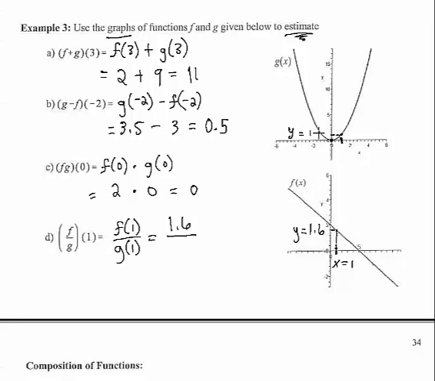Okay, so apparently g of x must be the function x squared. We don't need to know that. We've already read the y coordinate. We just simply go down here and replace g of 1 with 1, and we compute 1.6. For f divided by g of 1, we get 1.6.